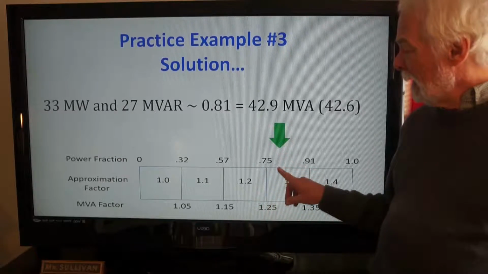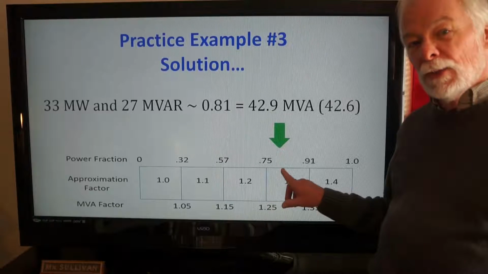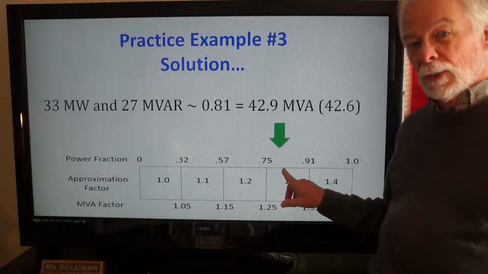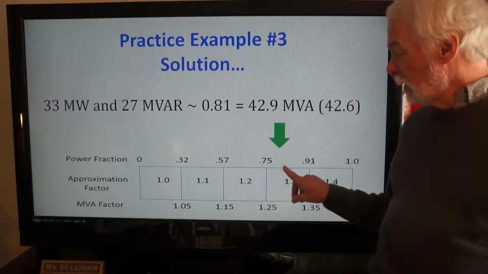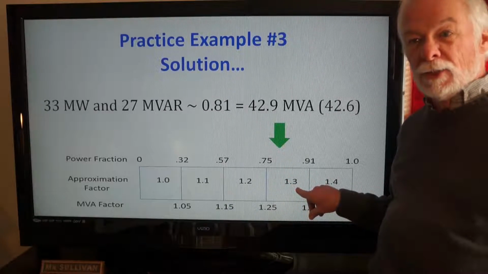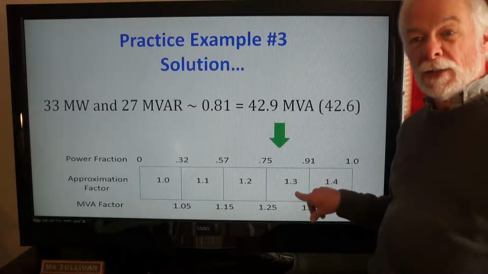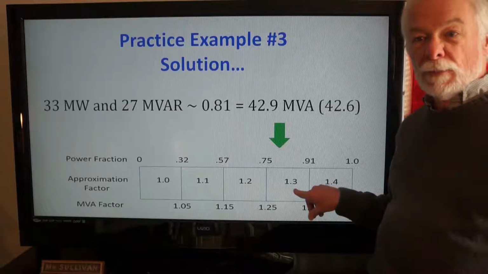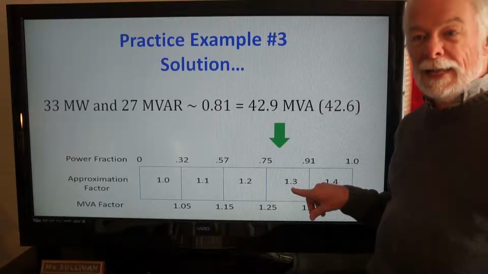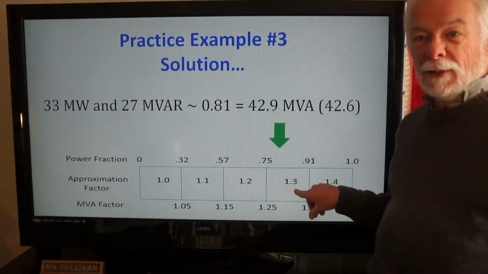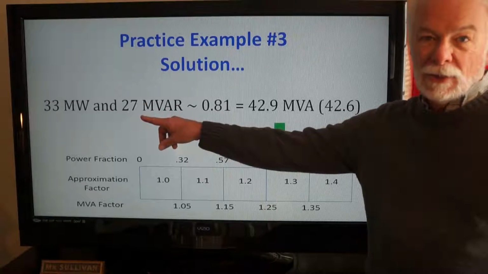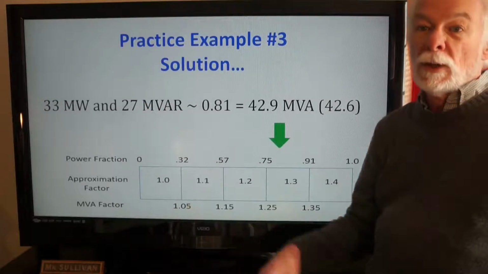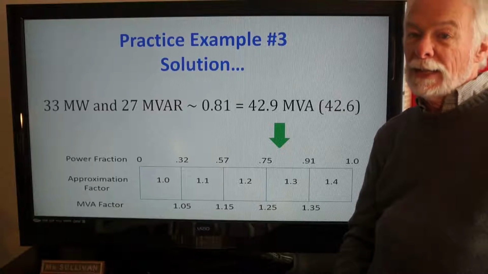But as you can see here, no matter which way you get that, by a calculator or just by approximating it in your head, you're going to end up in a spot where 1.3 is the approximation factor that you're going to use. And again, in our final step, we'll take 1.3, multiply it times our base of 33, and we'll get 42.9 MVA as a final answer.